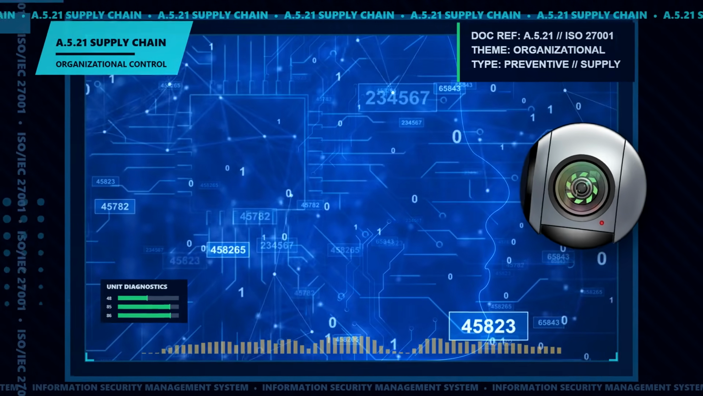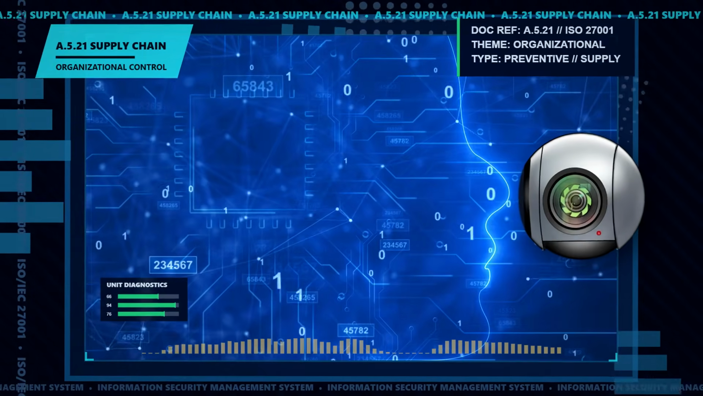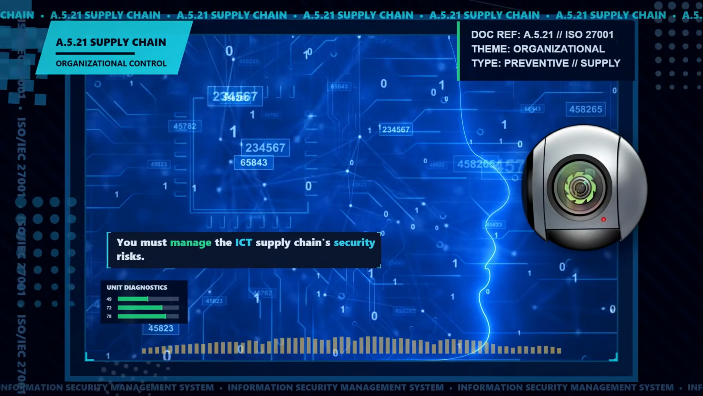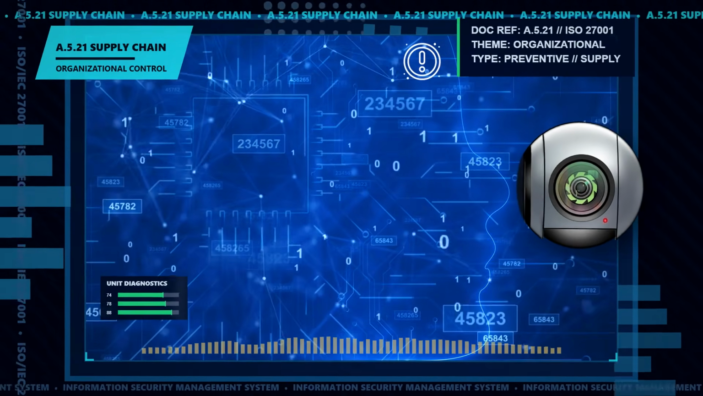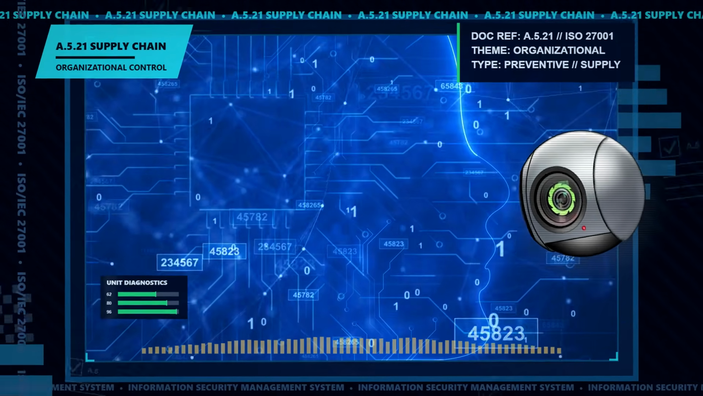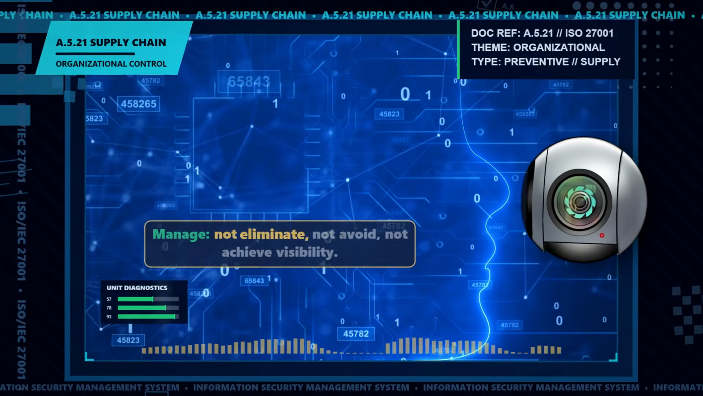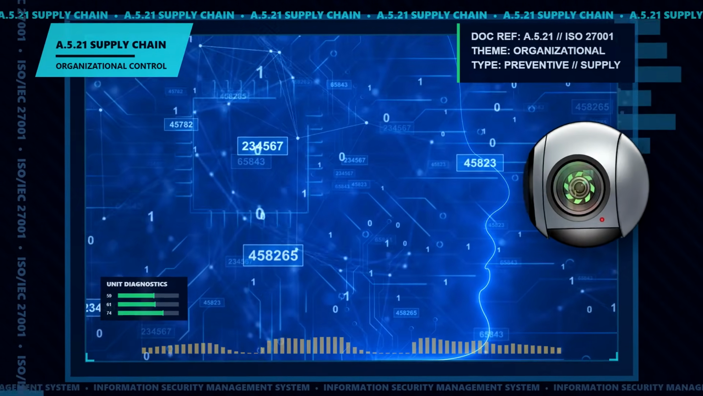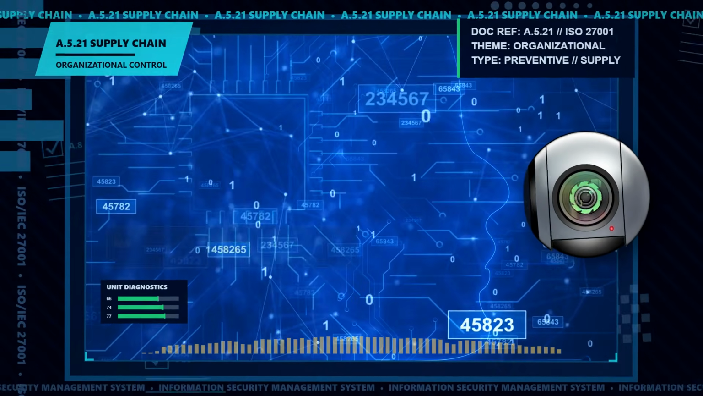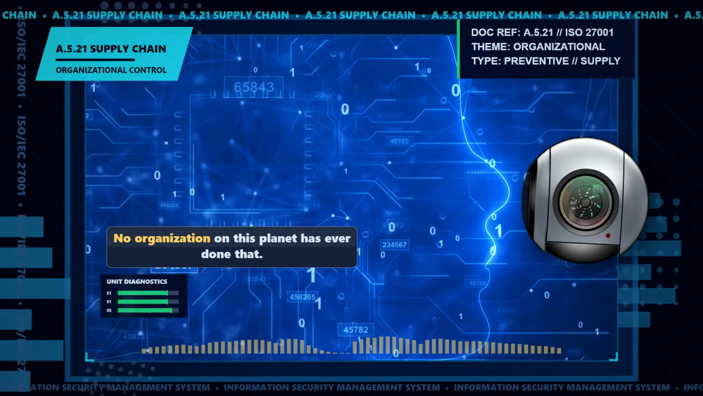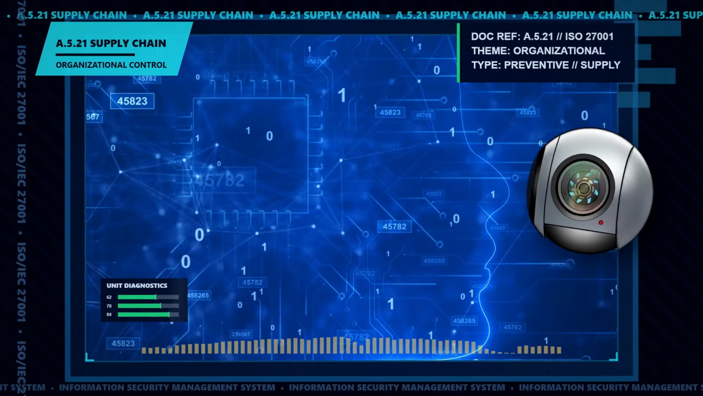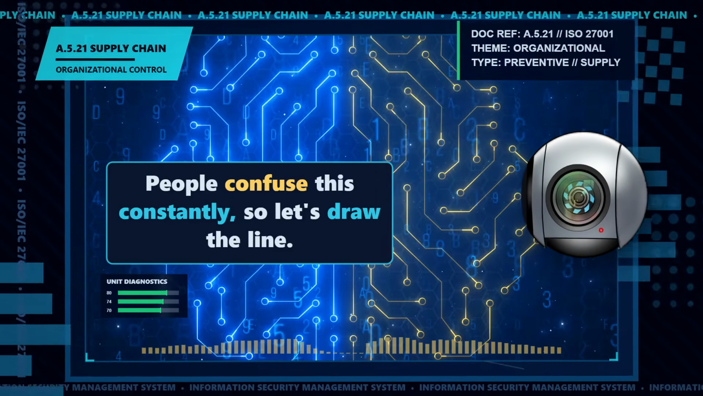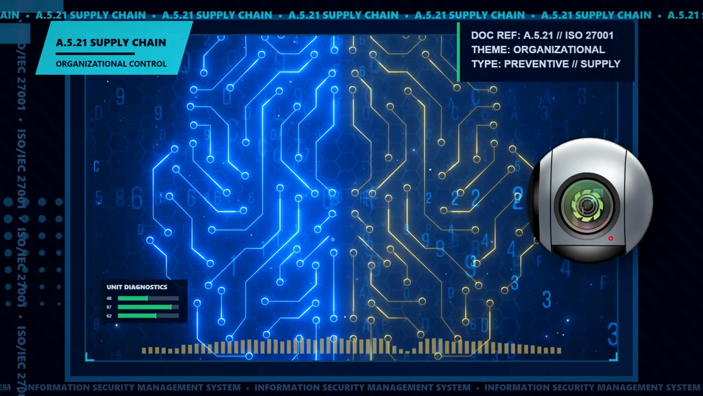Here's what the control actually asks for. Processes and procedures shall be defined and implemented to manage the information security risks associated with the supply chain of information and communication technology products and services. Notice the verb manage, not eliminate, not avoid, not achieve total visibility into every line of code in your stack, which is not a thing that any organization on this planet has ever done, including the ones selling you tools that claim otherwise.